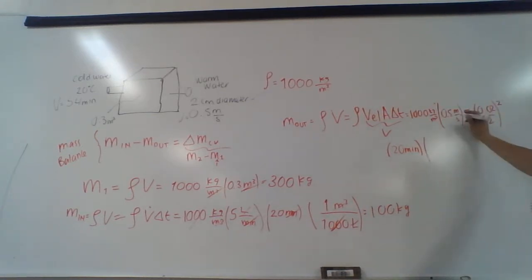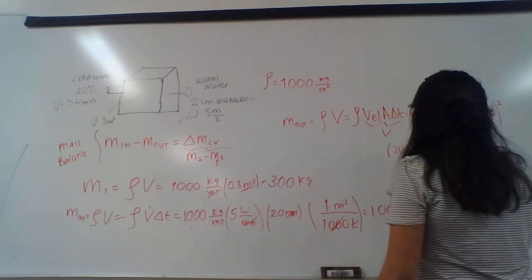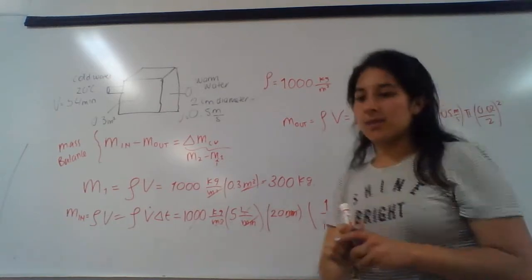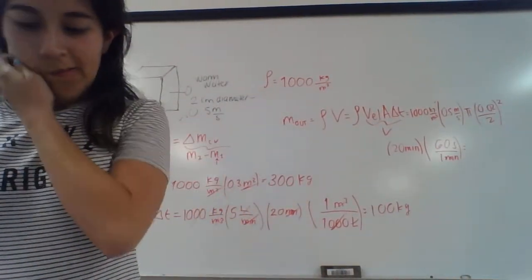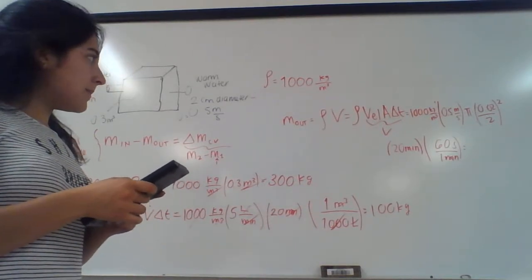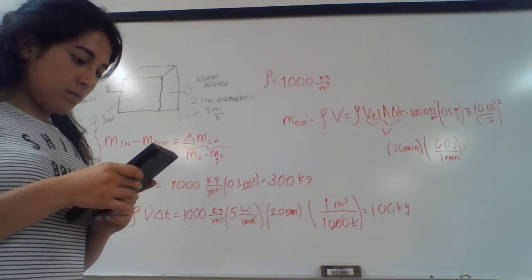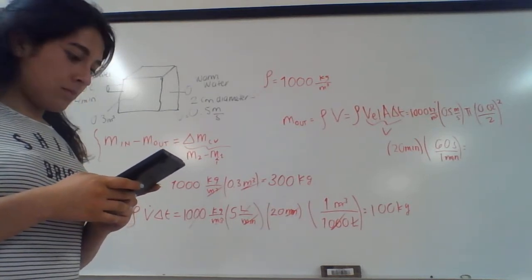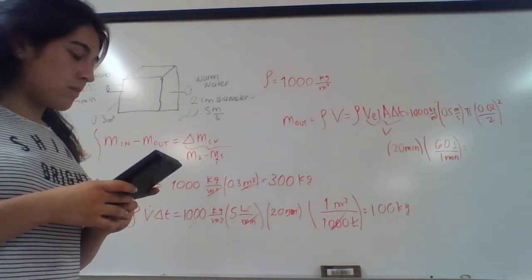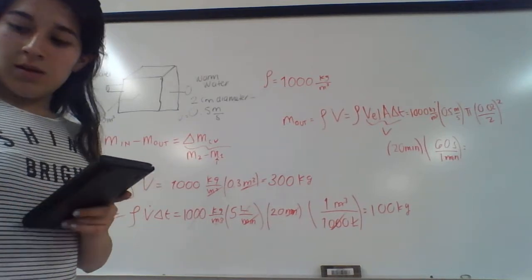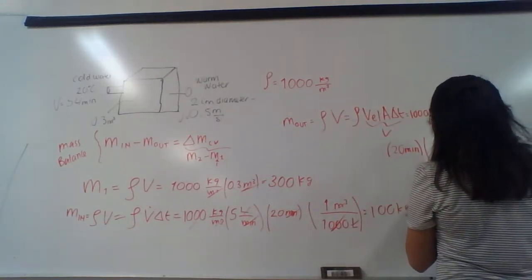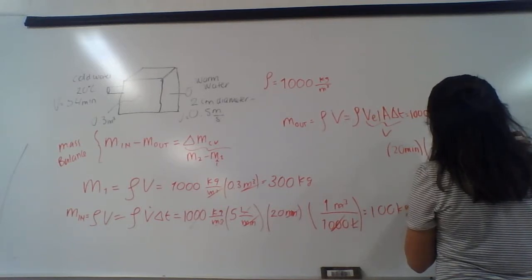But because we have this in seconds, we have to convert these minutes to seconds. So we know that in 1 minute there are 60 seconds. So this gives us 188.5 kilograms.